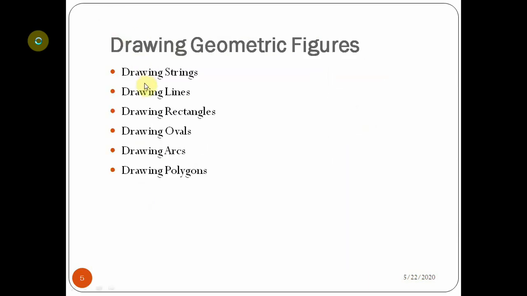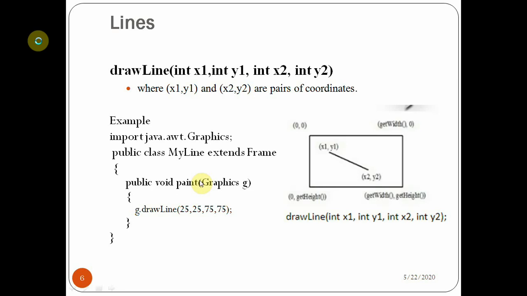Then these are the basic shapes that can be generated by the Graphics class. We can draw lines, rectangles, ovals, arcs, and polygons, and at the same time we can display some messages also. Using the drawString() method, we can display some text. Now we can discuss some of the examples. Just go through these examples.